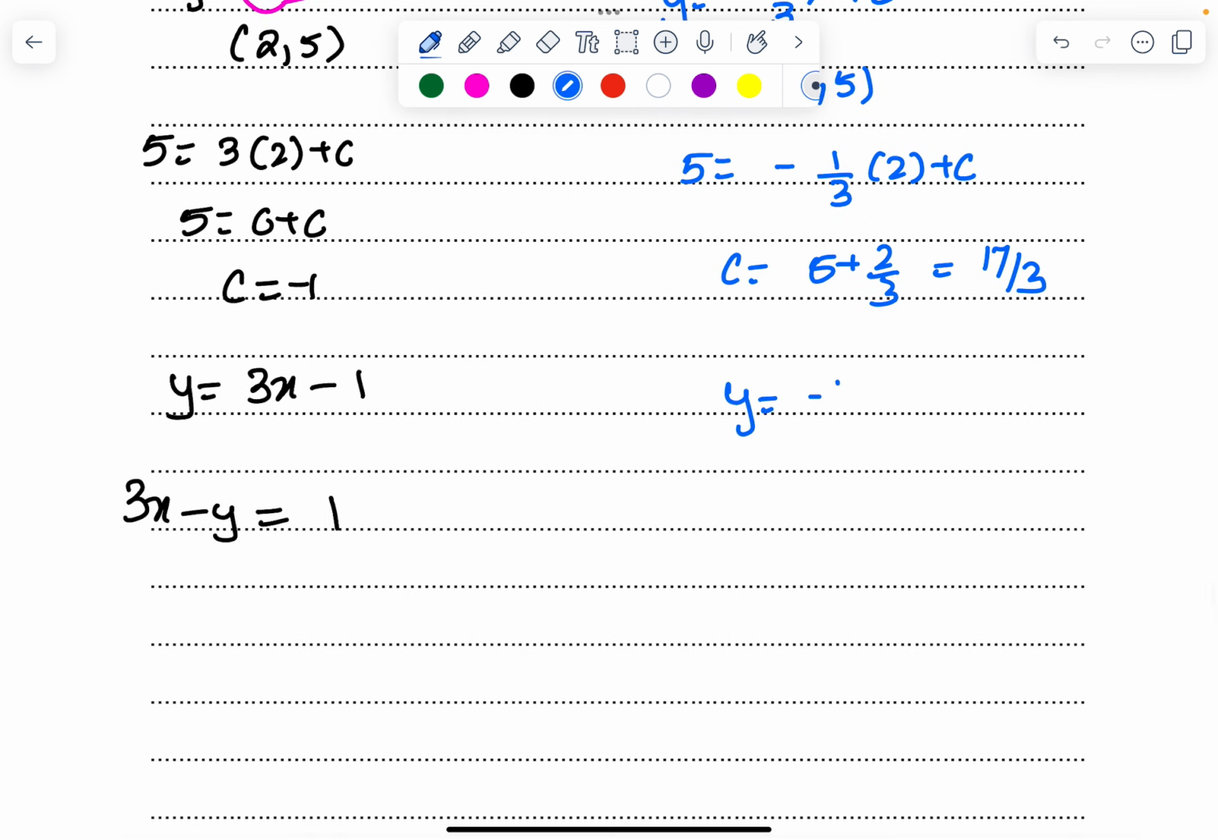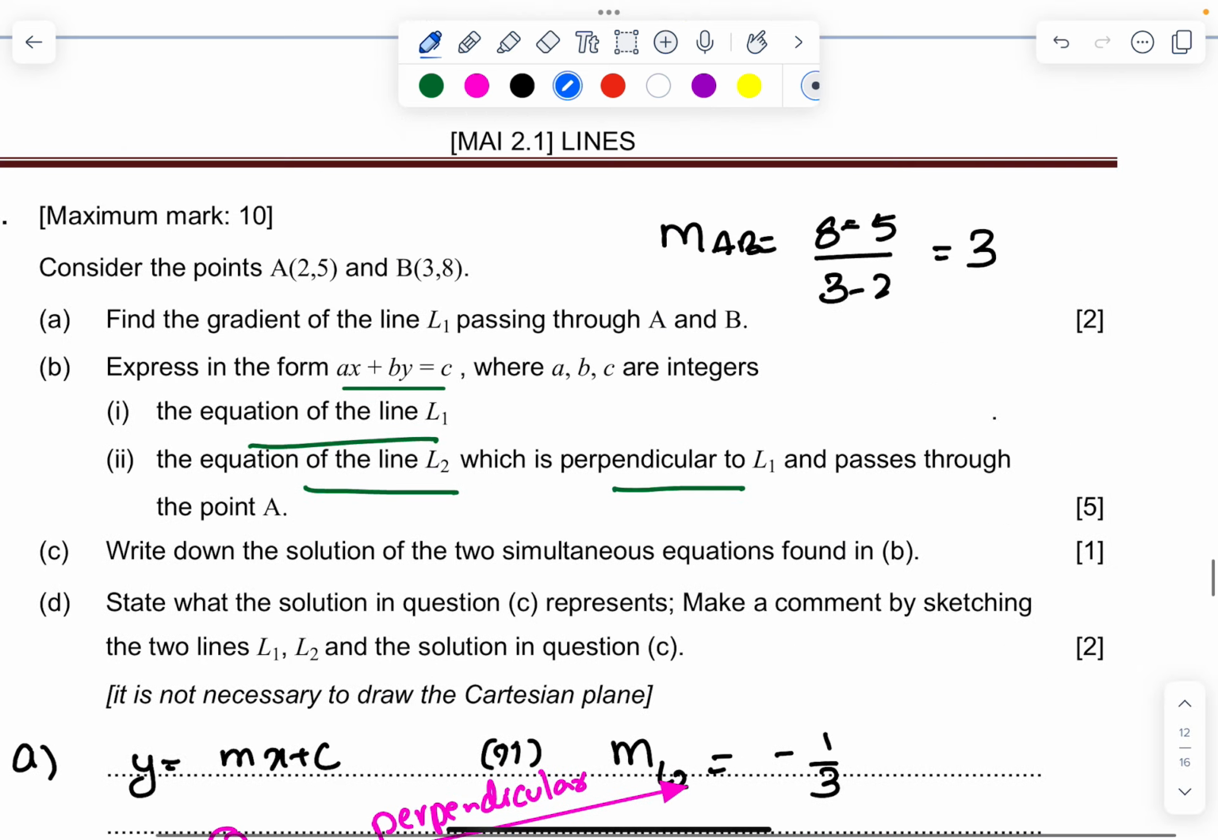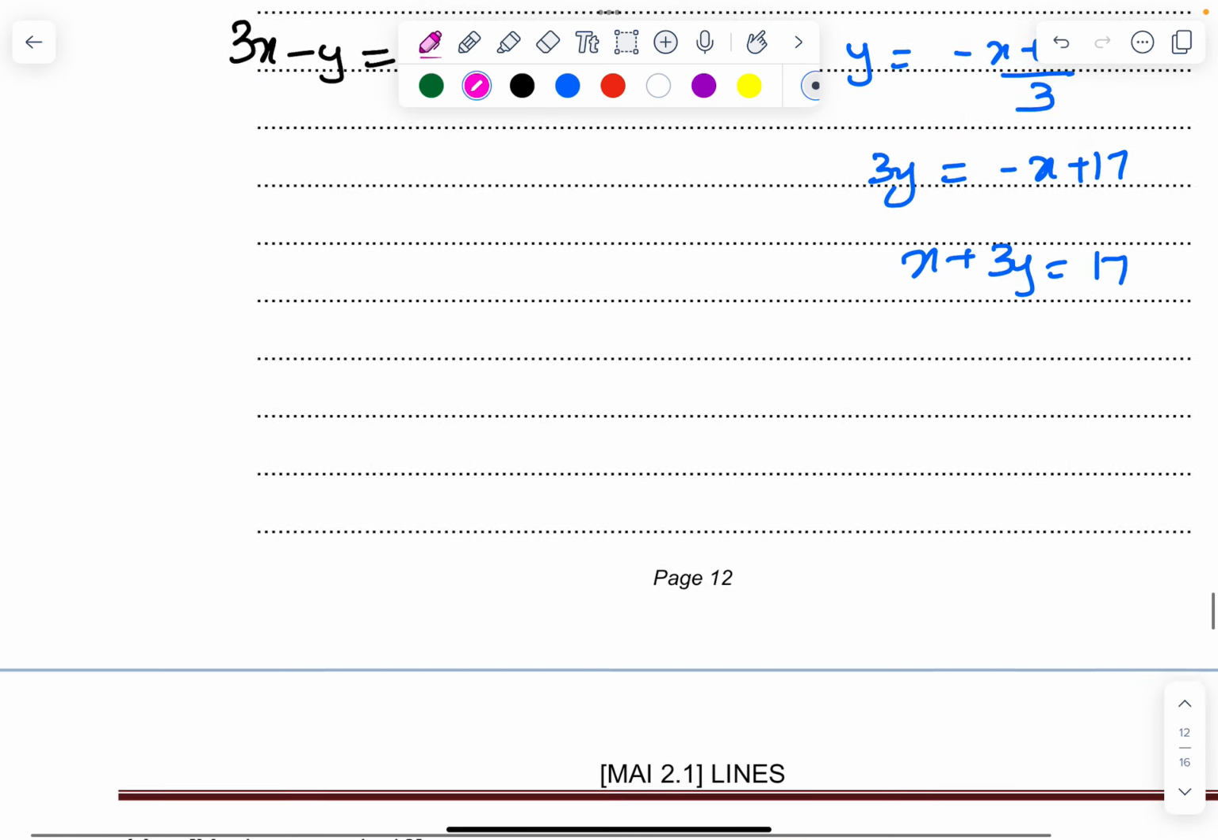So y equals negative 1 upon 3 x plus 17 upon 3. Multiply by 3: 3y equals negative x plus 17. So x plus 3y equals 17. That's the answer. Now write down the solutions of the two simultaneous equations found in part B.